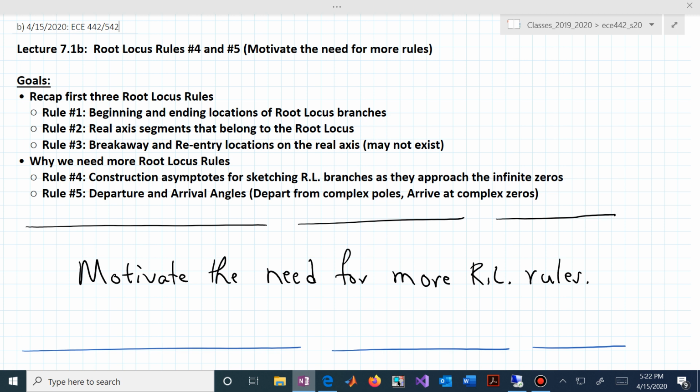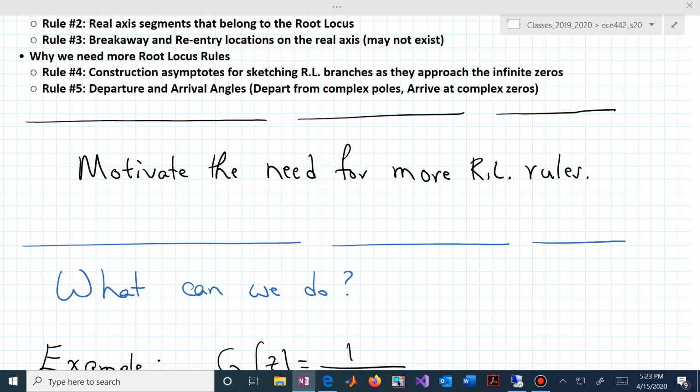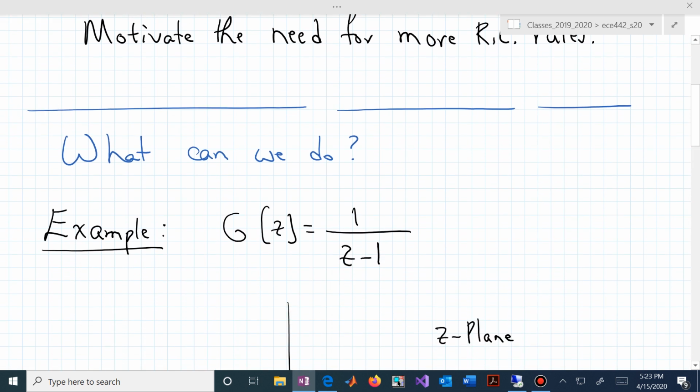Hopefully you can understand why we need Rule 5, because we haven't dealt with complex poles or zeros yet, so that's an immediate reason. And Rule 4 is needed because we've only looked at a pole-zero excess of 2 or less. When we have 3 or more poles than zeros, we're going to need something beyond what we've done so far.